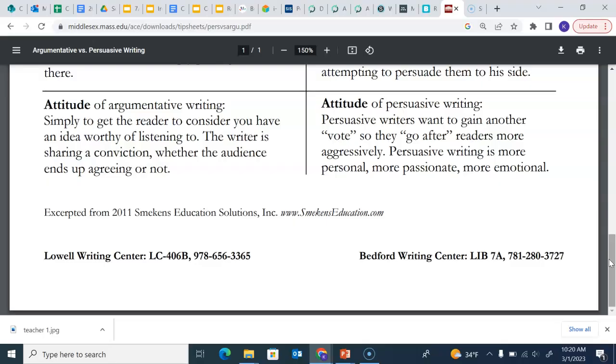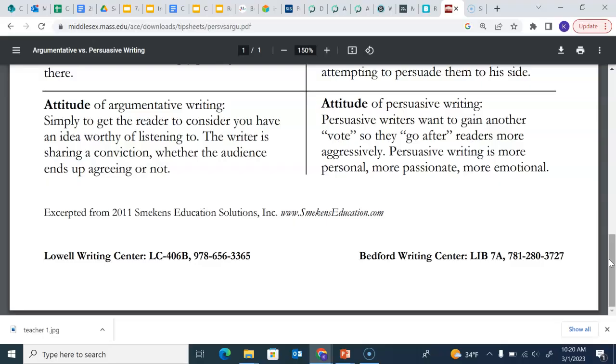Whereas the attitude or the tone of persuasive writing can be a little bit more aggressive. They tend to be very passionate. They tend to be very engaging. They tend to be very heated about their topic, and they tend to be very critical of the other side of the argument, if they acknowledge it at all. So persuasive writers want to gain another vote, somebody else to go after their belief. And they tend to do it very, very aggressively.